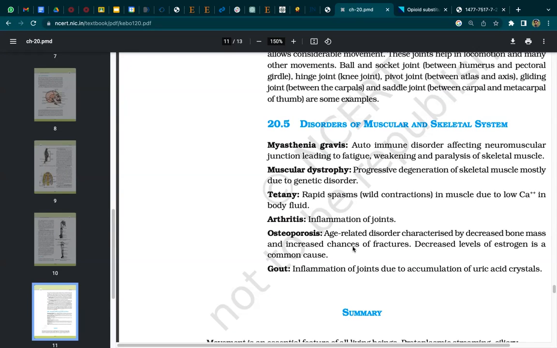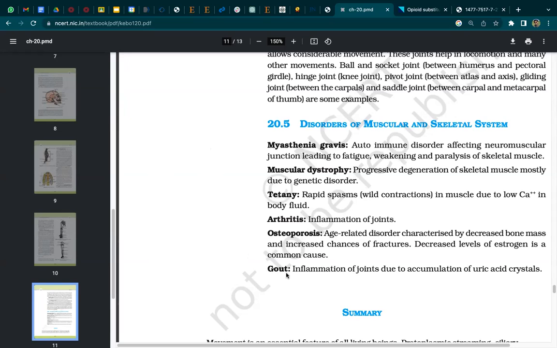So you will see that older people can get a fracture even if they fall from a chair, whereas young people don't get that fracture very easily, right? Have you experienced that? Have you seen that? Older people are more prone to fracture because of this condition called osteoporosis. So as you grow old, your bones become less and less dense. Okay. Cool. And gout is an inflammation of joints, and that's all.